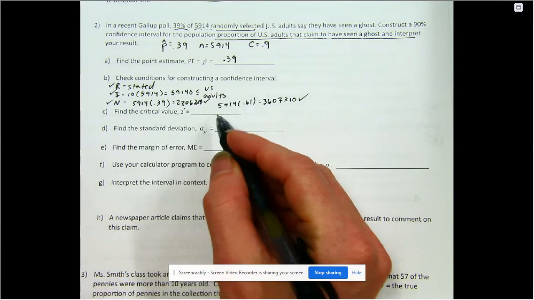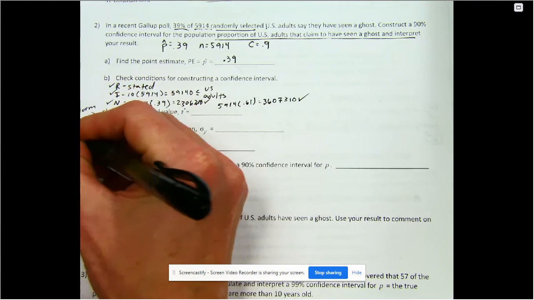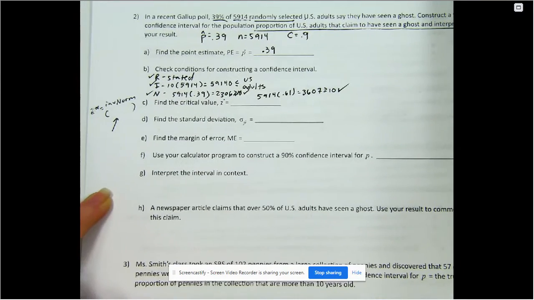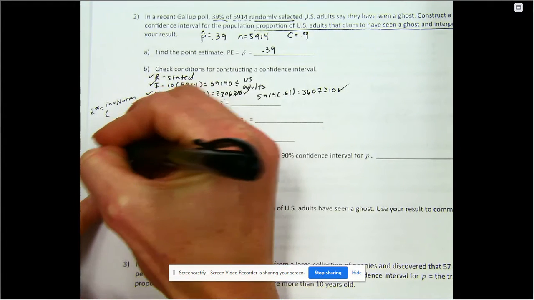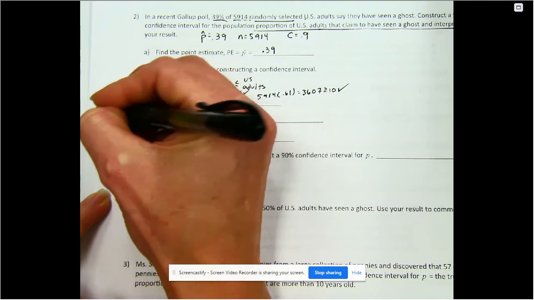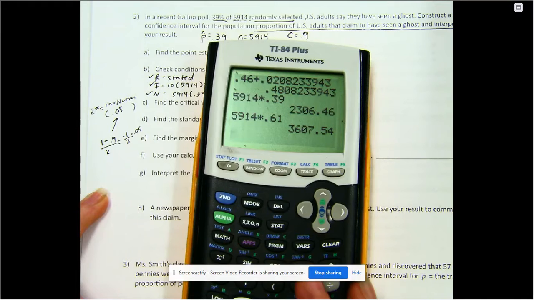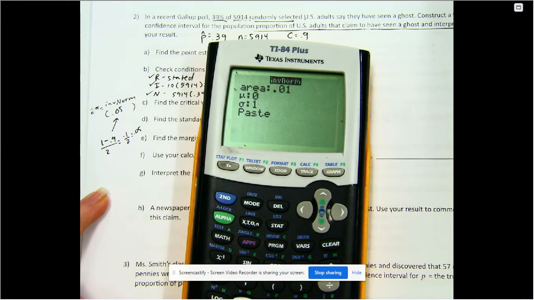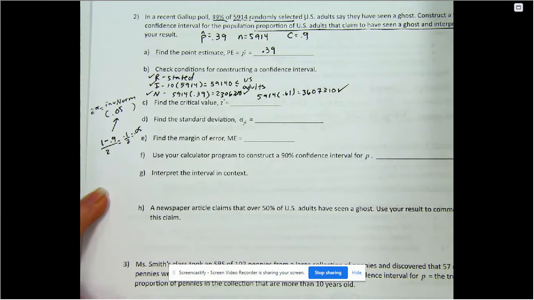Okay, so now to calculate z star, it's going to be inverse norm. And then we're going to give area in the tail. So my z star is going to equal inverse norm. And our area in the tail is always 1 minus C, 1 minus 0.9 divided by 2, which is 0.1 divided by 2, which is 0.05. So that's what we're going to type in our calculator. So we're going to go inverse norm, 0.05, and we get 1.64.